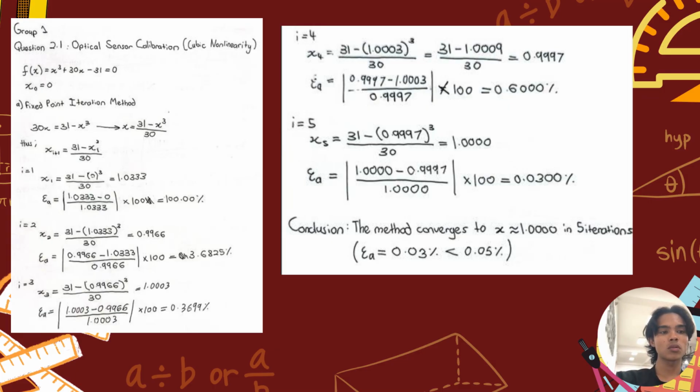And finally, we got the conclusion: the method converged to x equals 1.0000 in 5 iterations, which means the approximate error is around 0.03% and 0.05%.